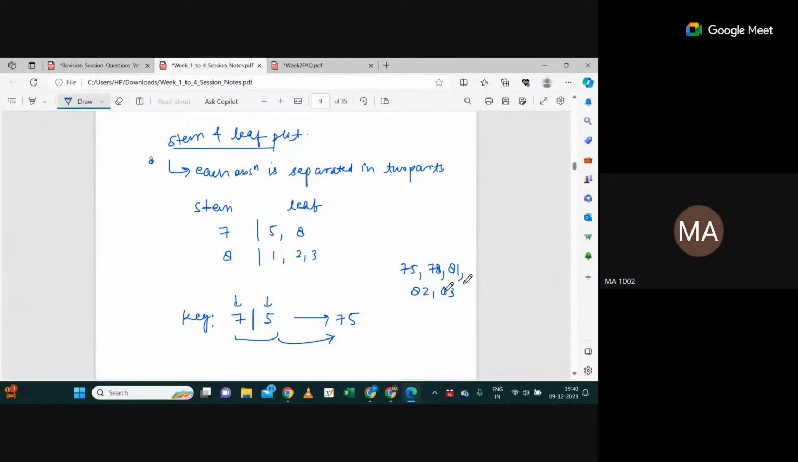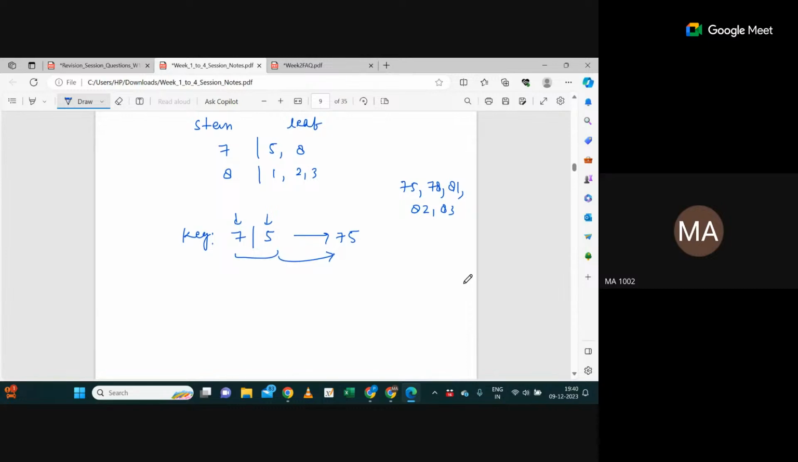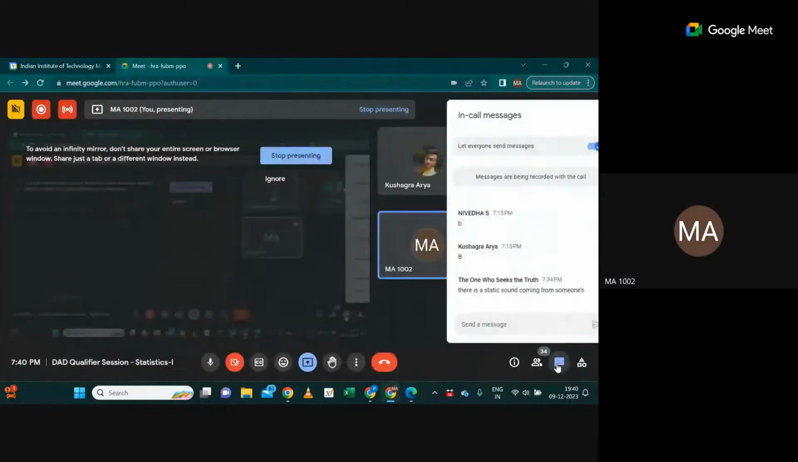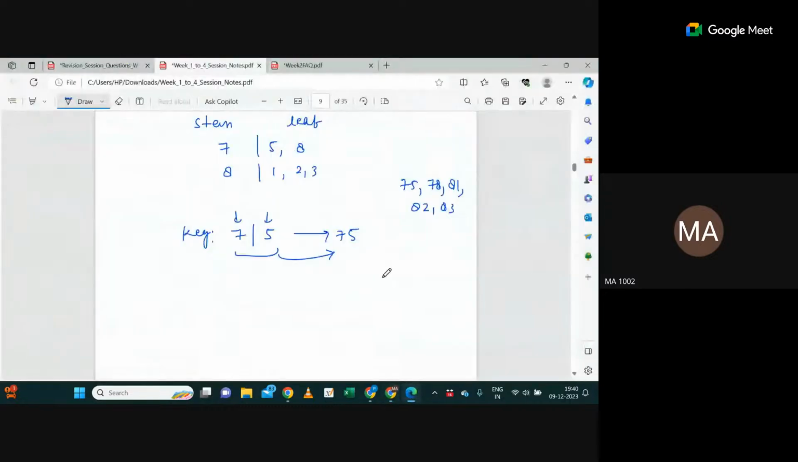Yes or no? You can unmute because I have to come again here and there. So you can mute or unmute if you got the idea. I don't have any problem.